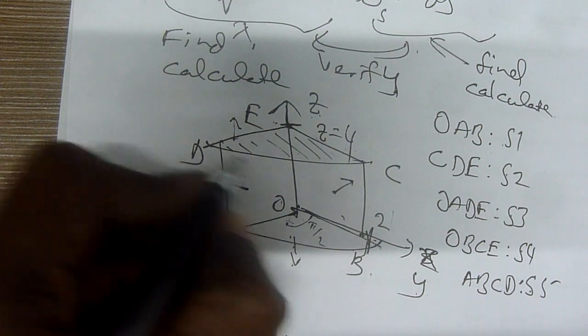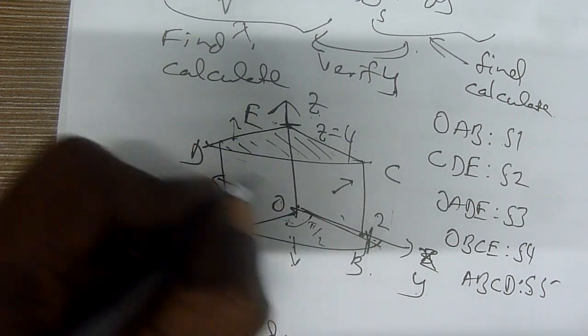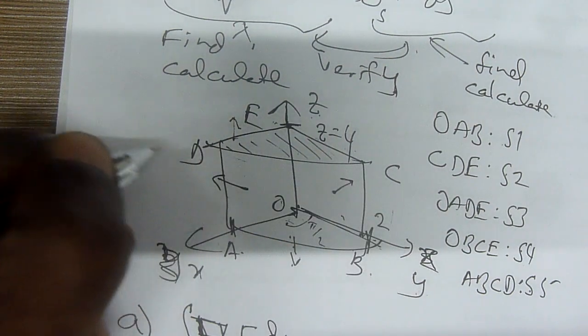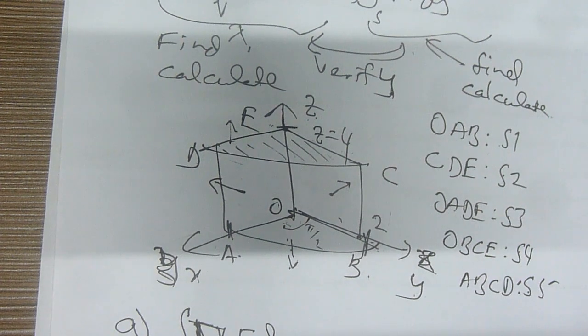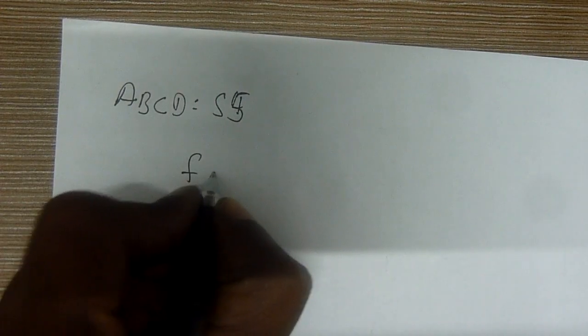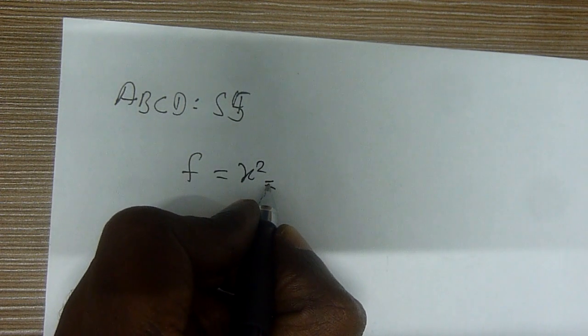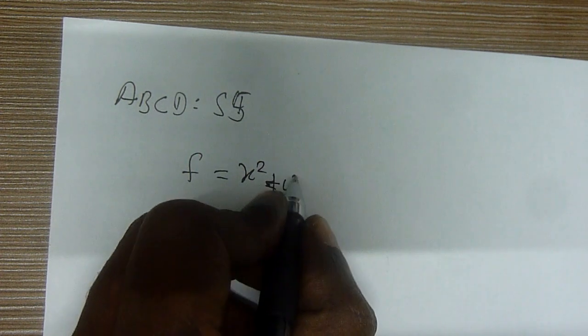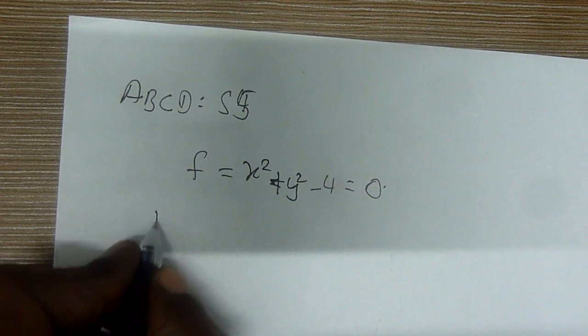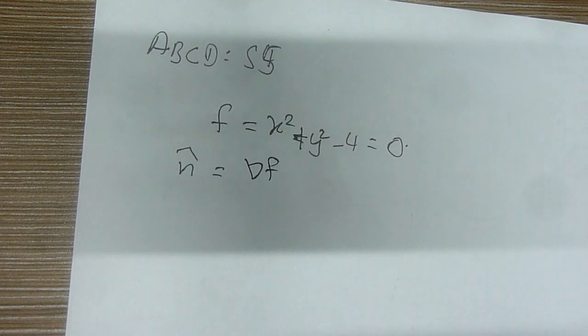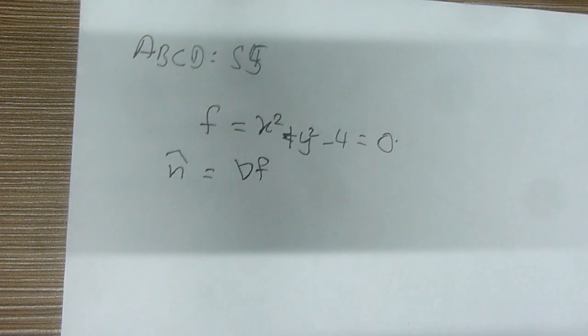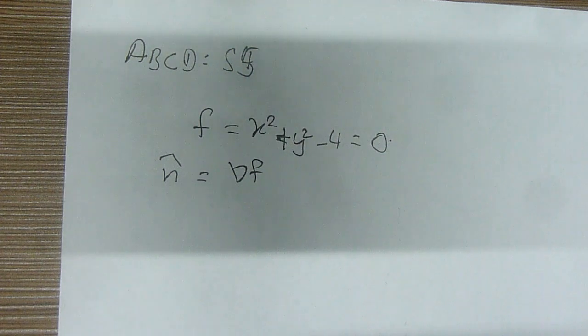S5 is not a common surface, you can see easily it's not a smooth surface. Therefore we need to calculate this one. f equals x2 plus y, x plus y 4 is 0. What is n? n is del f. Because the surface is not good to write, I just use this.